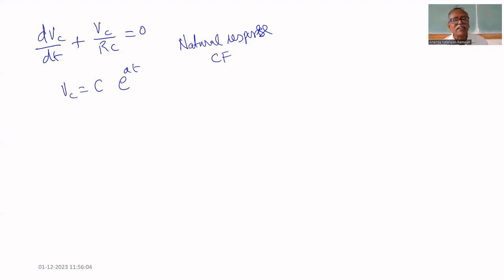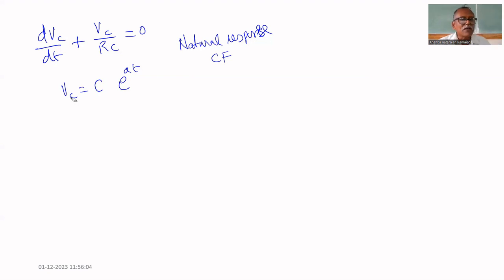That's why I am assuming that the response is C e power at. I am blindly assuming that the response is C e power at. I do not know the value of C and A. Why am I assuming e power at? It exponentially increases. That's why I am assuming some exponential function as the solution.